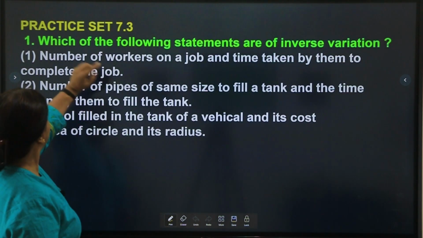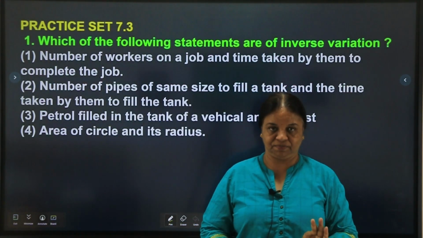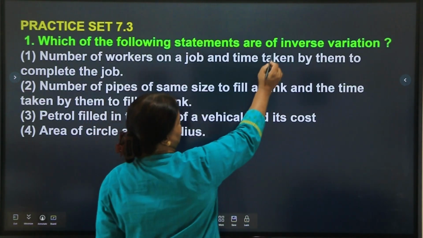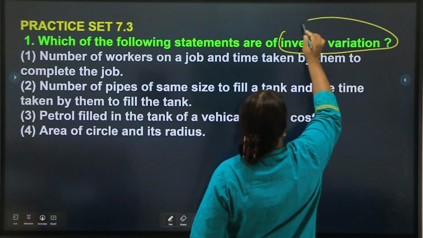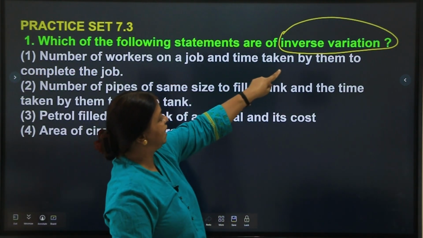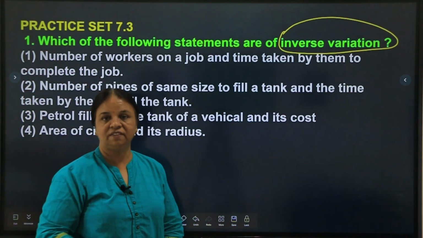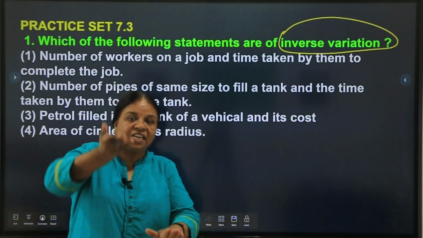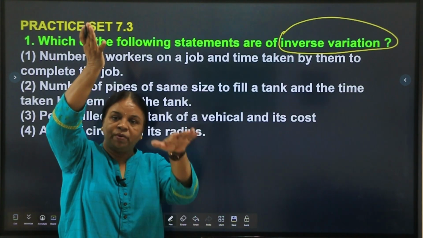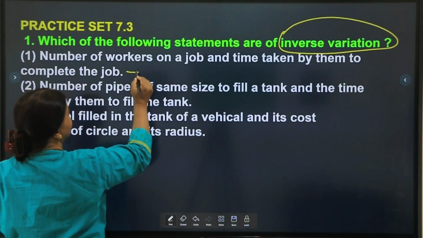Practice set 7.3, first sum. Which of the following statements are of inverse variation? The question is only of inverse variation, but we will find out all the statements. 5. Number of workers on a job and time taken by them to complete the job. If the number of workers is increasing, the time taken by more workers would be decreasing. So one is increasing, other is decreasing. So this is an inverse variation.